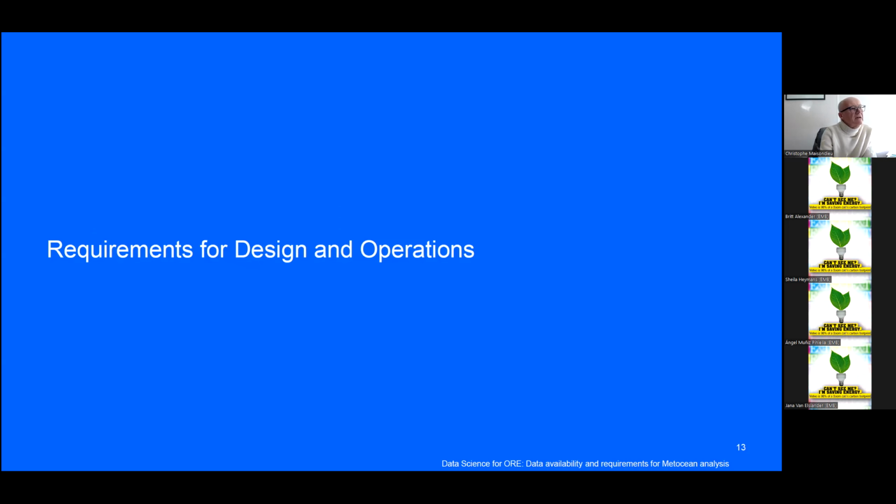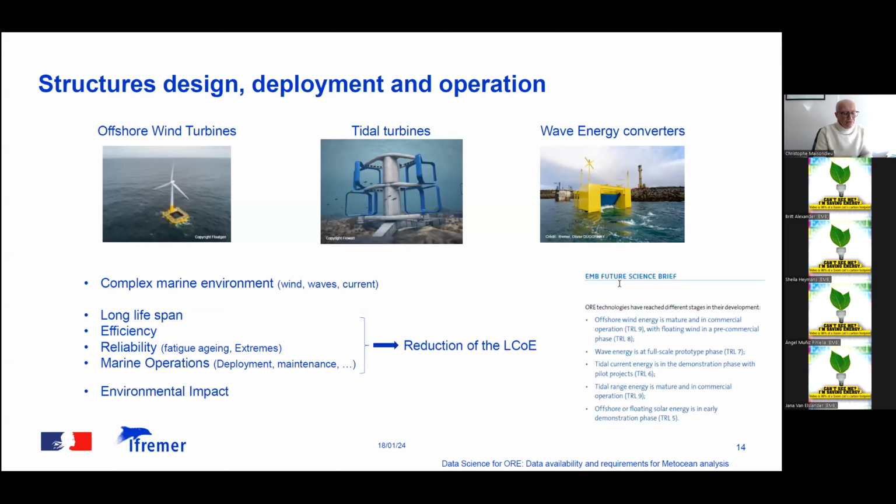So this is for resource assessment. What we are also interested in is the exploitation of this resource, and so we need to design structures and deploy them. These structures are meant to extract the energy of the wind, waves, and current, and to convert it mainly into electricity. There are other forms of conversion, called power to X, but we mainly focus on electricity production. So we have offshore wind turbines for the wind, tidal turbines, and wave energy converters.